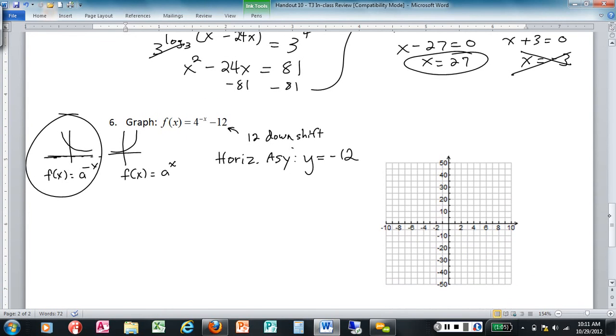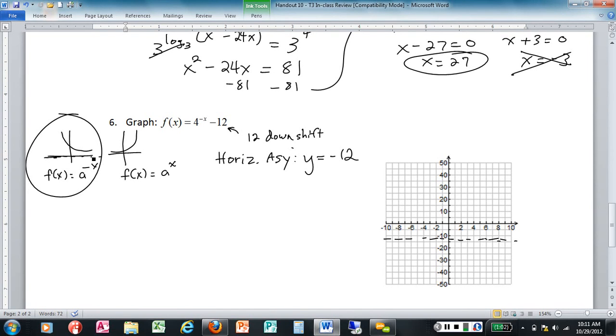So let me go ahead and draw that in. At negative 12, somewhere along about there, I am expecting this horizontal asymptote, which just means it levels off. In this case, it should level off on the right side.